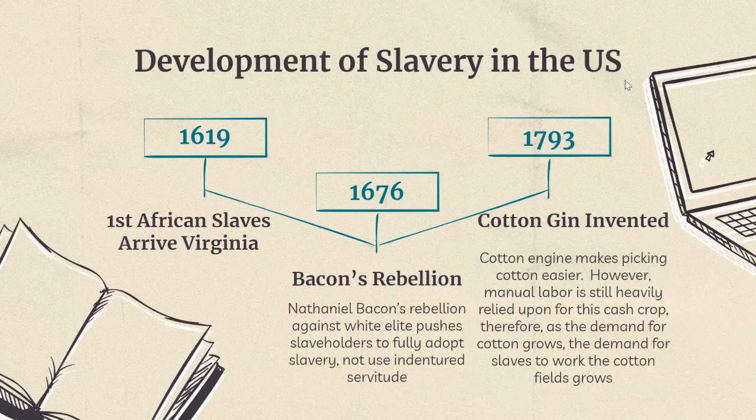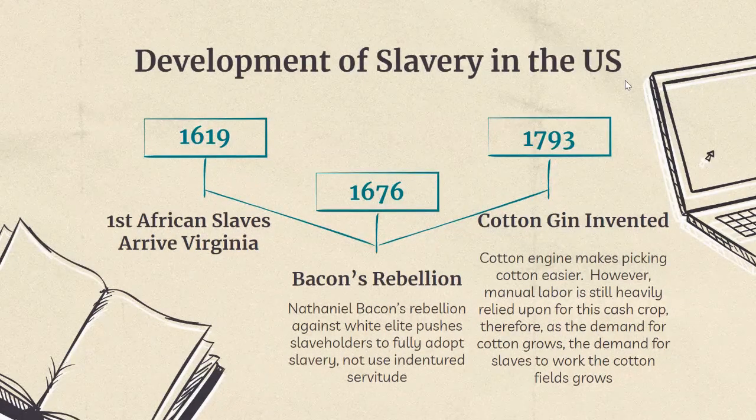Jumping ahead, 1793, the cotton gin is invented. Up until this point, cotton as a cash crop is not grown by many. It's a very labor-intensive crop. There hasn't been a good way to pick cotton, and it's just not worth the while of the planters or plantation owners to grow this crop as opposed to a different crop such as tobacco, one of the first cash crops established by colonists in the 1600s.